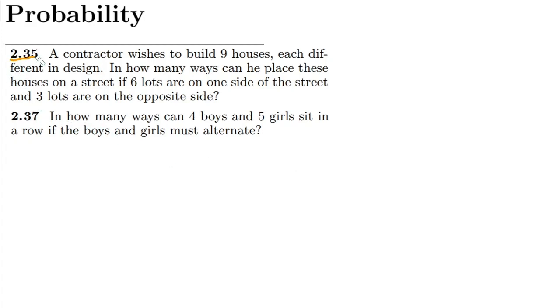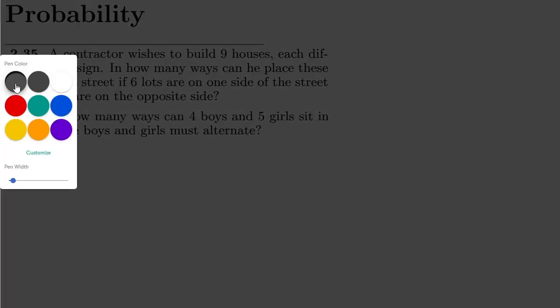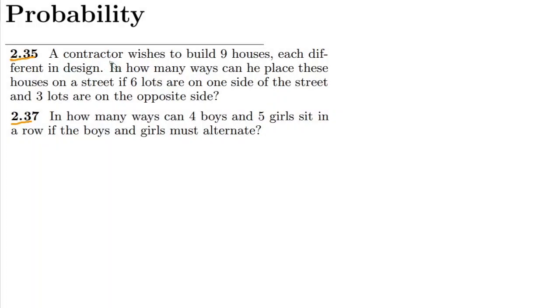So today we are going to talk about question 2.35 and question 2.37. Let me first start with question 2.35, and here the statement is: a contractor wishes to build 9 houses, each different in design. In how many ways can he place these houses on a street if 6 slots are on one side of the street and 3 slots are on the opposite side?